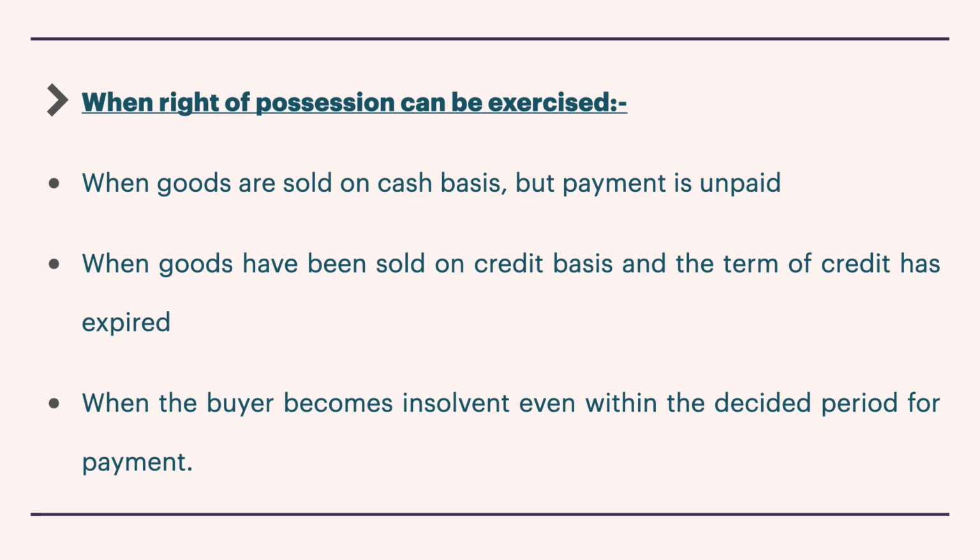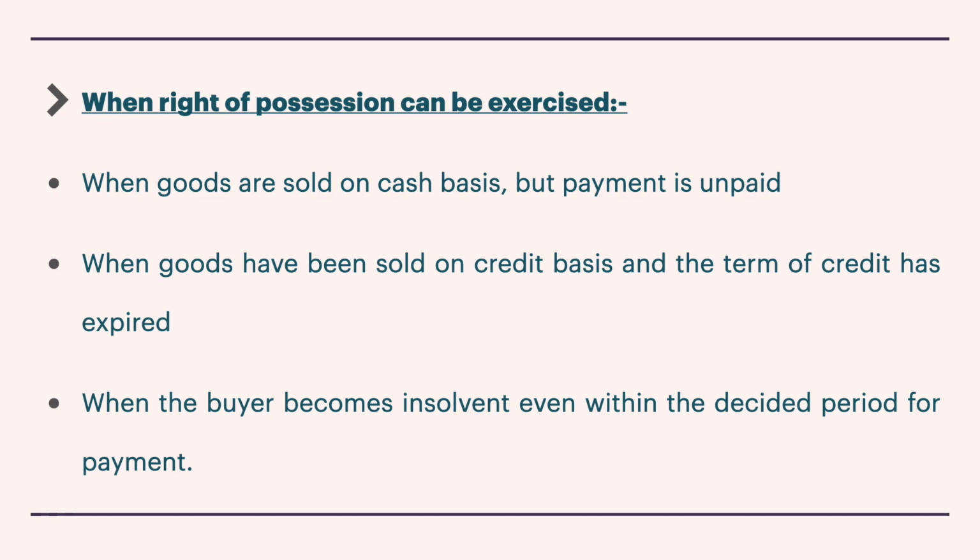Second, when can the right of possession be exercised? So we got to know when it can't be exercised. Let's see when it can be exercised. When goods are sold on cash basis but payment is unpaid. That means the goods are still remaining with the seller. That's when he can exercise it. Second, when goods have been sold on credit basis and the term of credit has expired. So when the term of credit has expired, he can retain the goods and that's when he can exercise the right of possession.